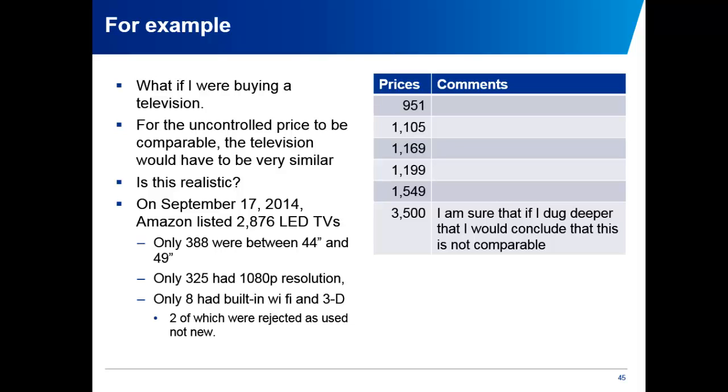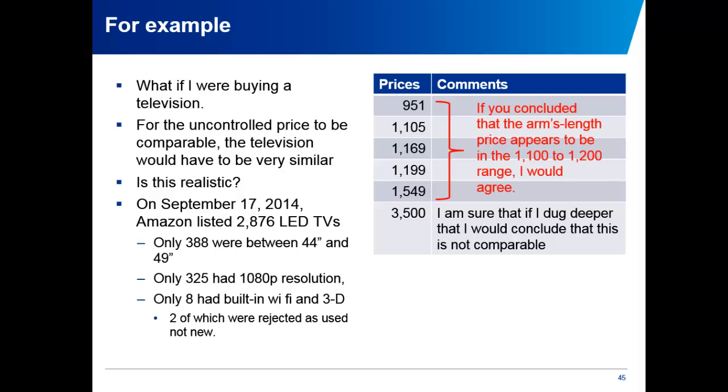Now you might notice there that outlier. There's one TV listed at $3,500. I'm sure that if I dug deeper I'm going to find out that this is not comparable for some reason. But I'm not going to get too focused on that. Commonly in transfer pricing we use an interquartile range, and that means we're going to get rid of the outliers anyway. But if we look among the remaining ones, they really do have a clustering effect here, and the 3 TVs in the middle really are going between $1,100 and $1,200.